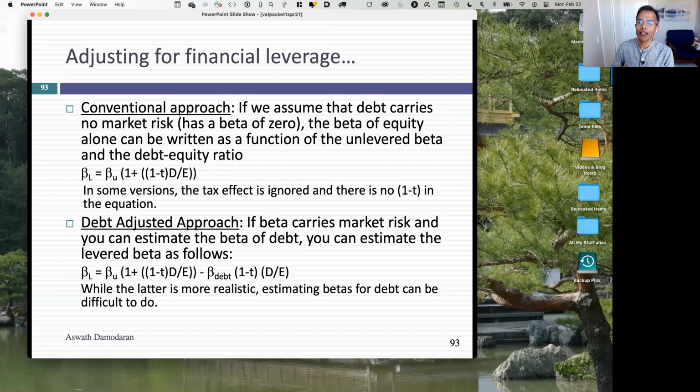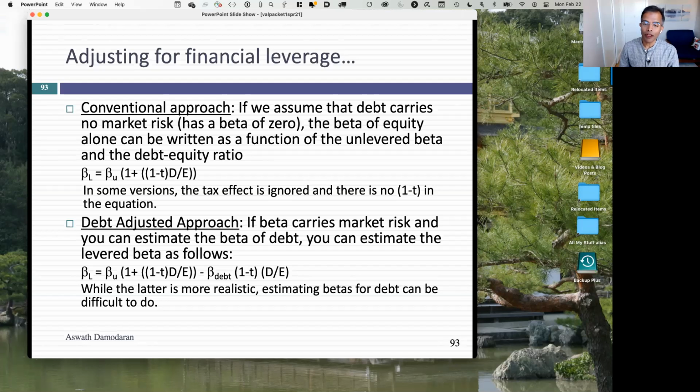And here again, people take their stand. They say, you know what? This equation you're using, the Hamada equation, is wrong because the beta of debt is not 0. Yeah, you're right. Therefore, I can't use levered betas. That's not true. If your problem with that Hamada beta is the beta of debt not being 0, here's the extended version of the equation where you bring the beta of debt into your equation.